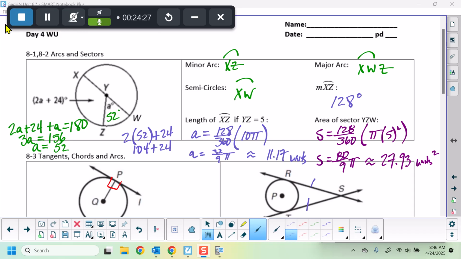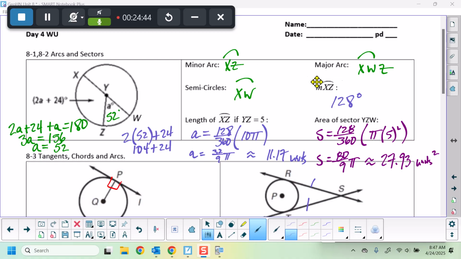My minor arc, I picked X to Z. You could have picked Z to W. You could have reversed the letters. You're just looking for any arc that has a measure that's less than 180 degrees.